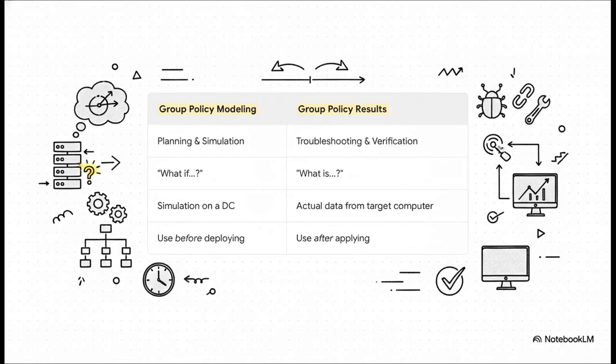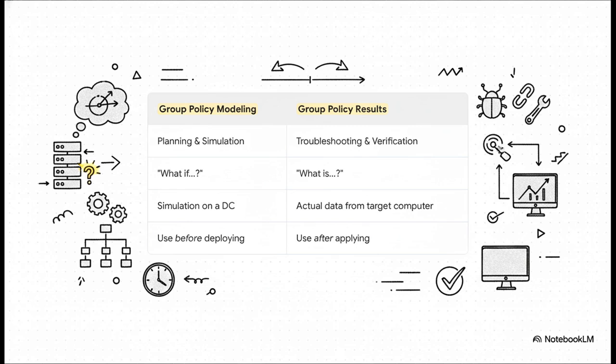Let's just boil this all down. For purpose, modeling is all about proactive planning. Results is for reactive troubleshooting. The core question they answer is different too. Modeling asks, what if I do this? While results asks, what is actually happening right now? Their data source is the key difference. Modeling is a simulation on a server. Results is actual data from an endpoint.